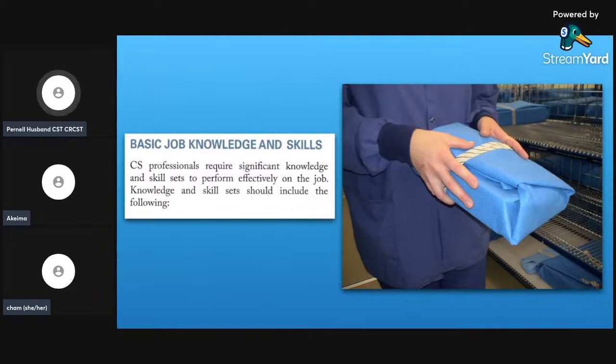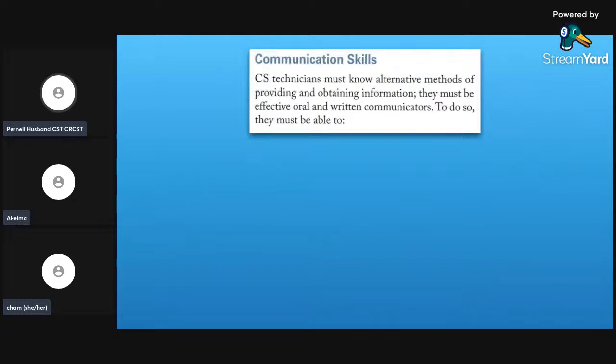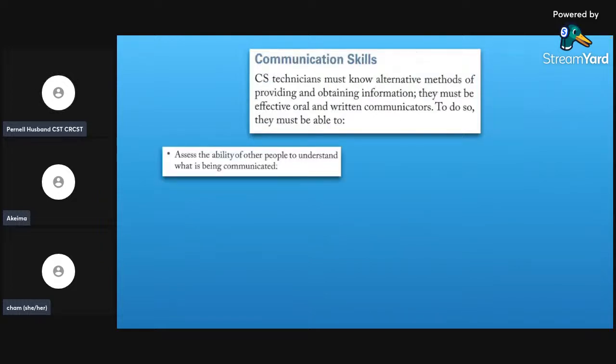Let's talk about some basic job knowledge and skills that are required to work in this area. You will require significant knowledge and skills to perform effectively on the job. Knowledge and skill sets should include the following. Communication skills. We're not going to spend too much time on that. The CS area is very dynamic. There's a lot happening. There's a lot changing. Communication skills are critically important.